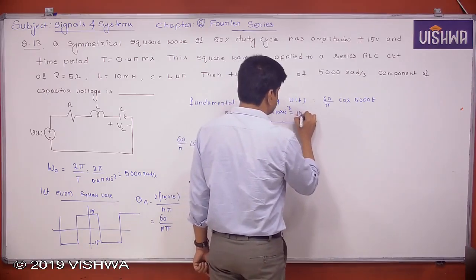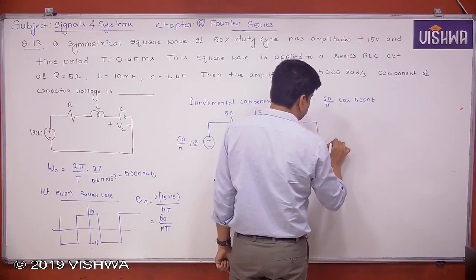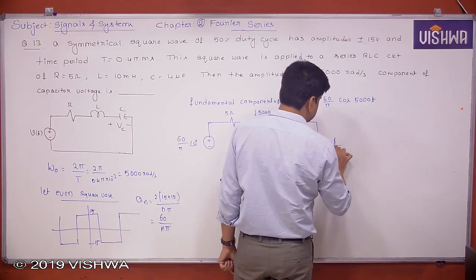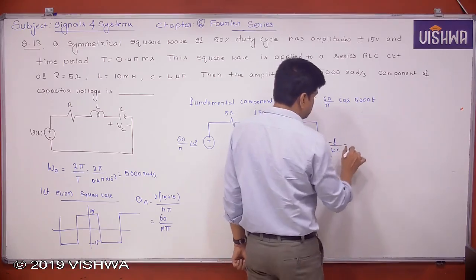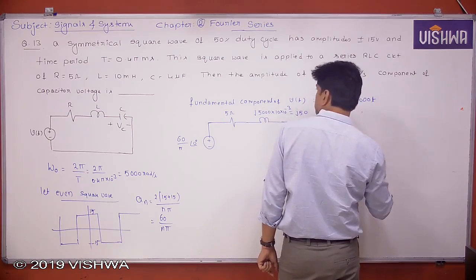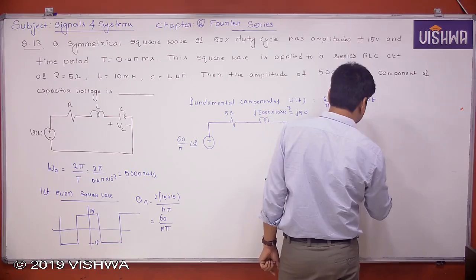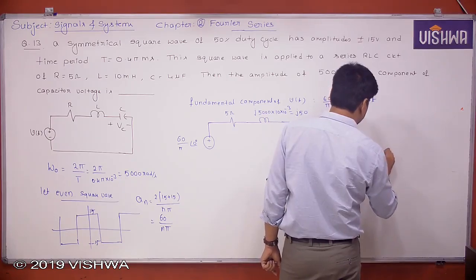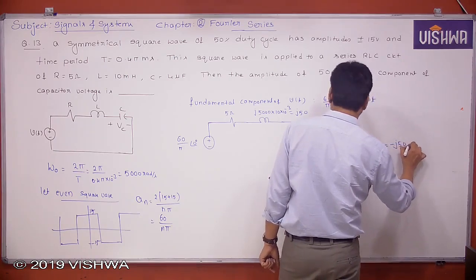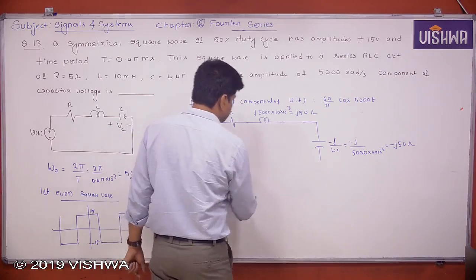J50. Next, the capacitor is there: minus j by omega C. Minus j by omega value 5000, C value 4 microfarad, that is 4 into 10 power minus 6. This also becomes minus J50 ohm. So this is what we got.